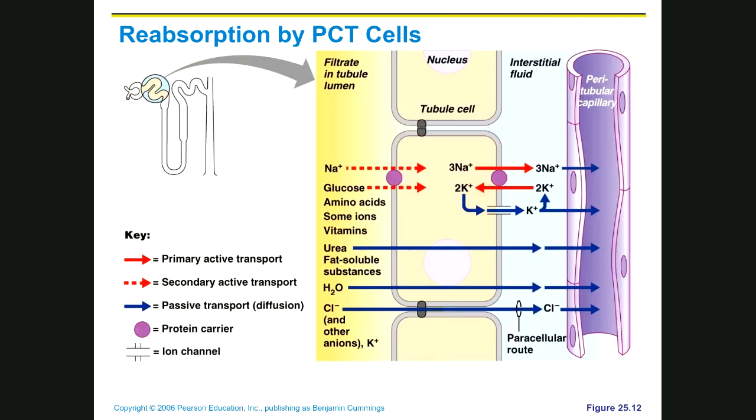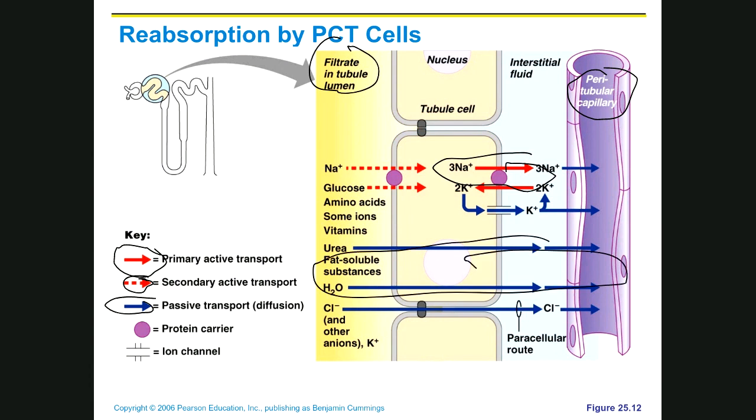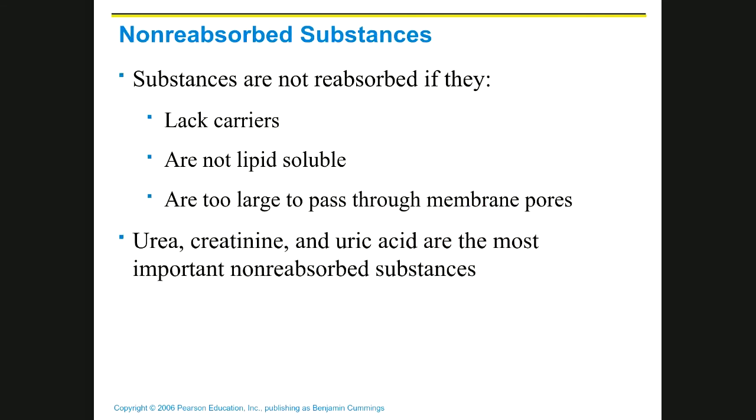So here's our filtrate, there's our blood, and we're going to absorb all these different things. So active transport, that's the red lines. And then passive transport, that's the blue lines. Any questions?